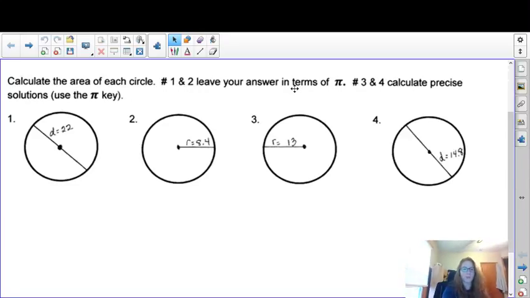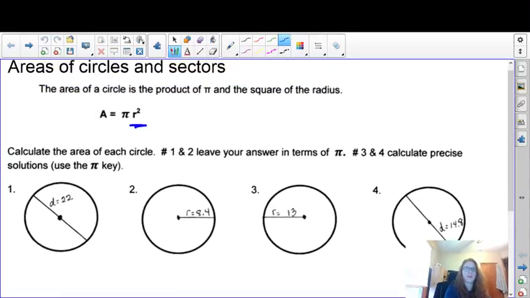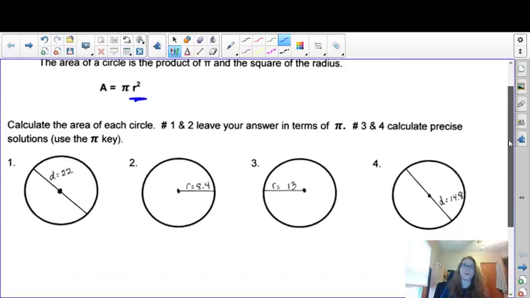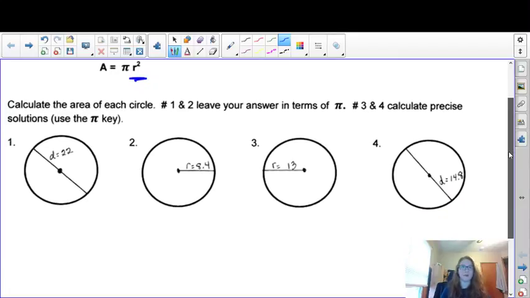So on number 1, I am given the diameter, and if you notice the formula for area, I have to have the radius. In the last video, when we talked about finding the circumference, we could have either diameter or the radius. We can only have the radius today. So in order to do that, we have to take our diameter and cut it in half. So my radius is actually equal to 11.